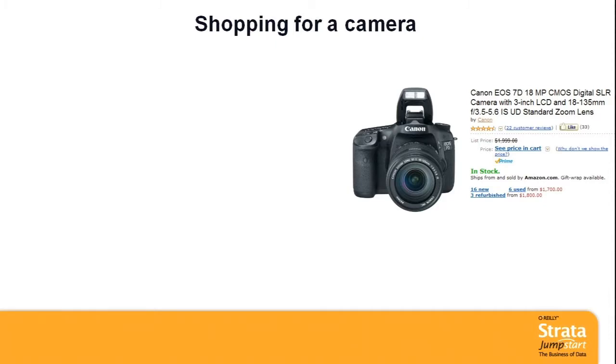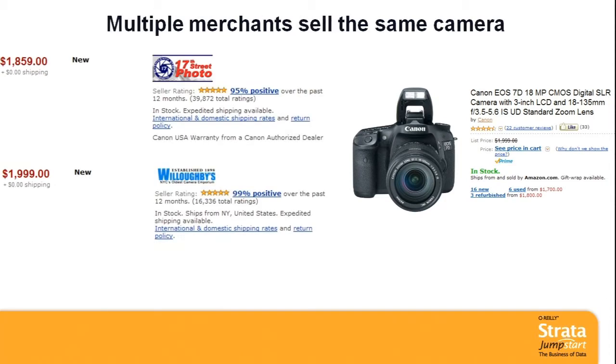Okay, so let's say that you are shopping for a camera. You go to buy a Canon EOS 7D, and you go online, for example, on Amazon, and you find two merchants that are selling the same camera. One is 17th Street Photo, which is selling it for $1,859, and the other is Willoughby's, who is selling it for almost $2,000. So people look at that and they are saying, well, a rational consumer is going to buy the cheapest.